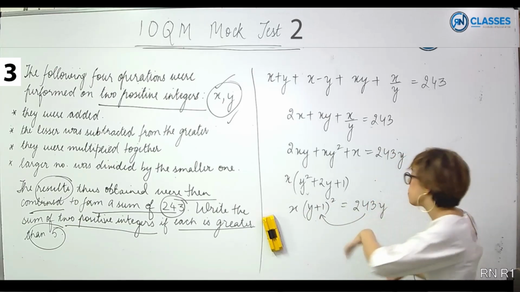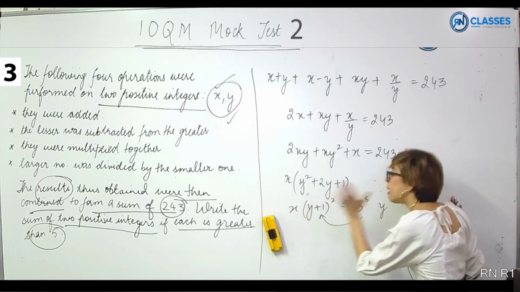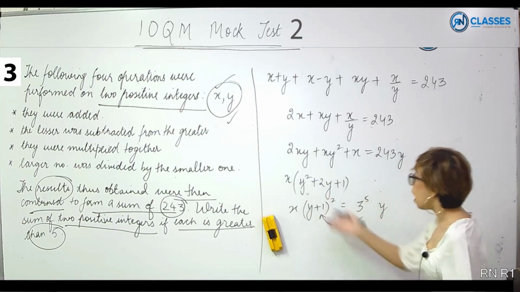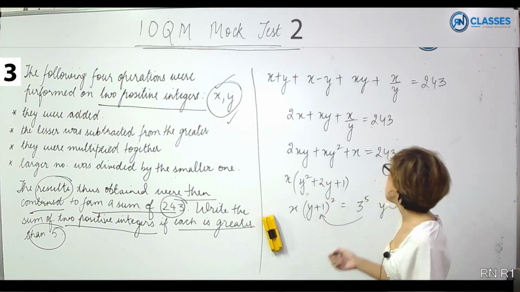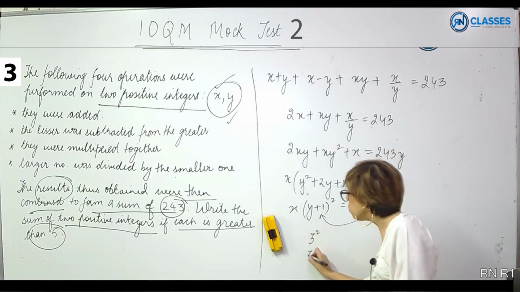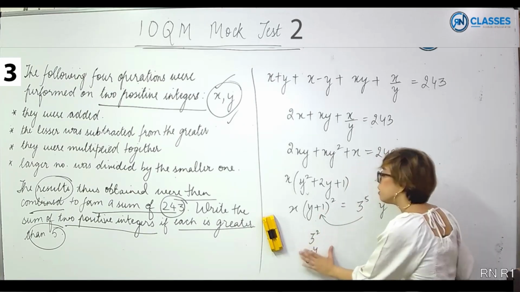243 is what? 3 raised to 5, right? Now, if this must divide this, what are the possibilities over here? 3 raised to 5 must divide this. So, since it's a perfect square, maybe it is 3 raised to 2, maybe it is 3 raised to 4. Now, this must divide this, so either this is the case or this is the case.